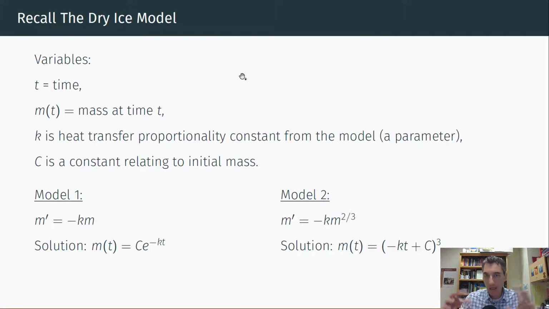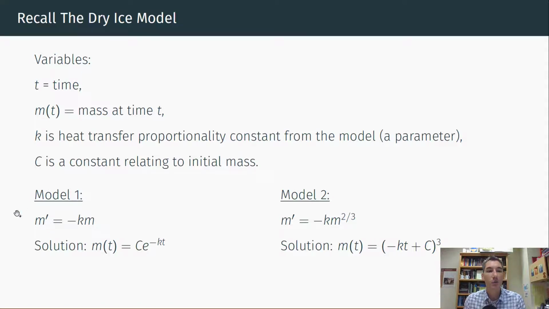Okay, and then just to kind of put some context on this again, the dry ice model we talked about a few days ago. So we had some variables like time, and then we said, well, the mass of the dry ice at a particular time. So time is, of course, an independent variable, but the mass was dependent on time. So if you knew what time it was, then maybe that would tell you what the mass was, right? We were tracking the mass over time. So independent variable for time, dependent variable for mass. K showed up as a parameter in the model, the heat transfer proportionality constant, right?